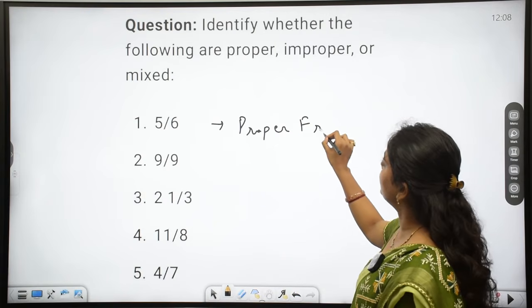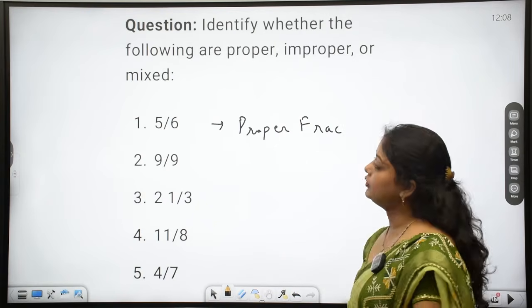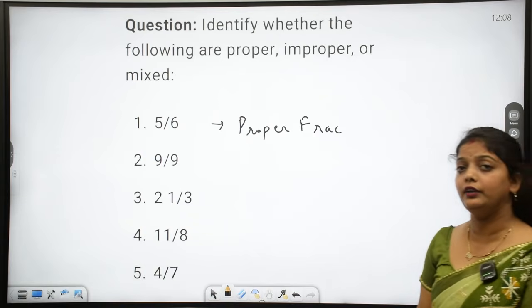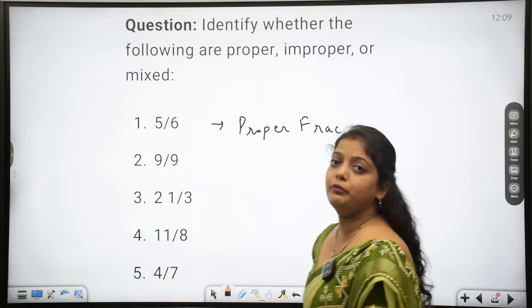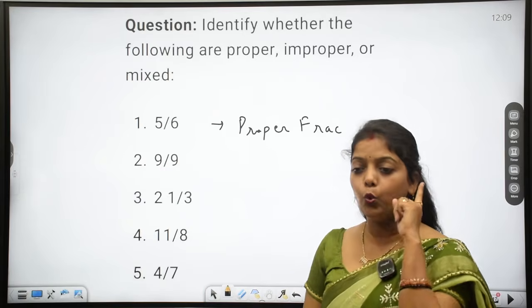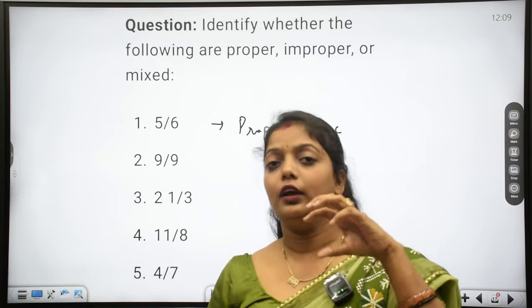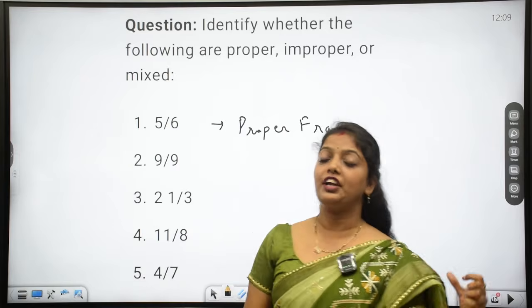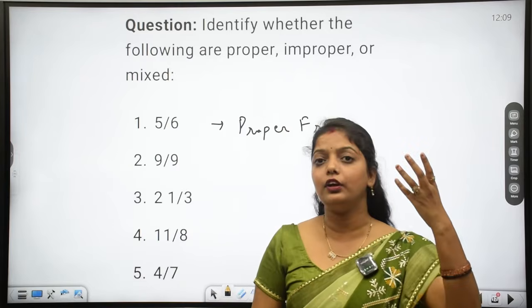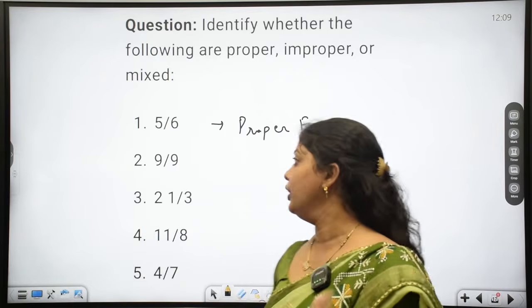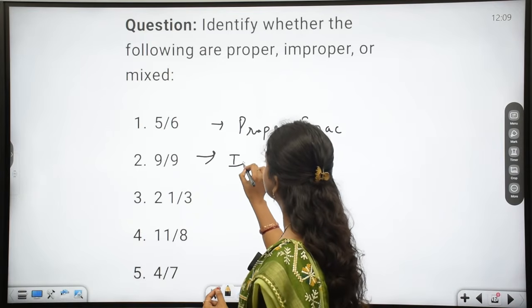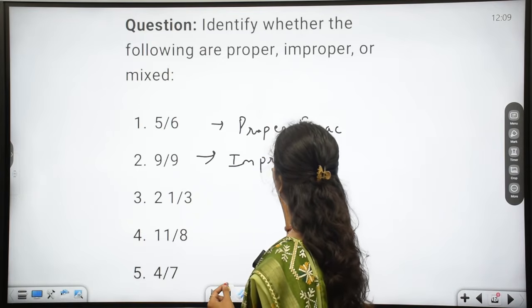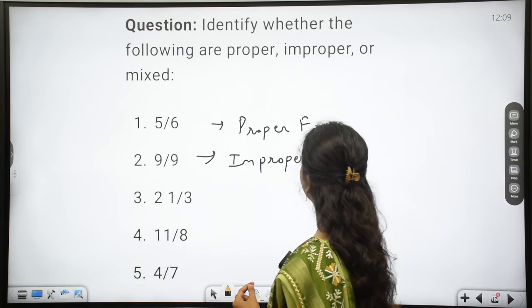In the next one we can see this is 9 by 9. And you know 9 by 9 means its value is equal to 1, and I told you that a fraction whose value is greater than 1 or equal to 1 is known as an improper fraction. So this is an improper fraction.